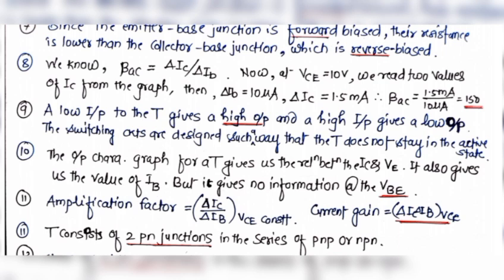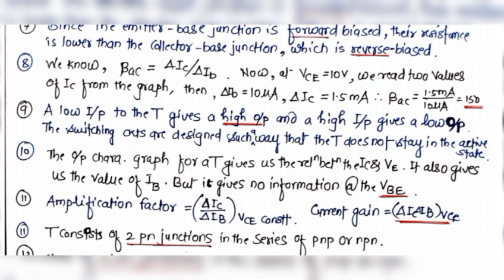In this example, a low input to the transistor gives a high output and a high input gives a low output. The switching conditions are designed in such a way that the transistor does not stay in the active state.